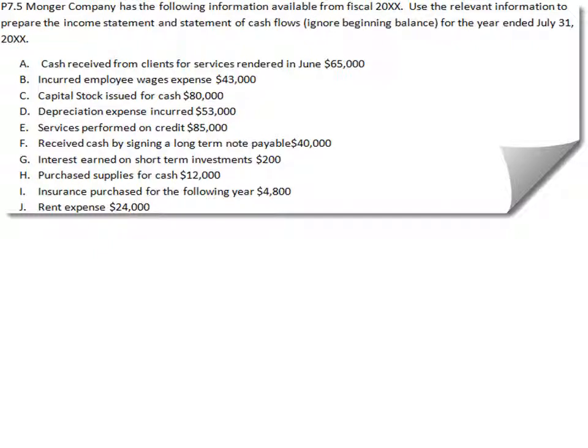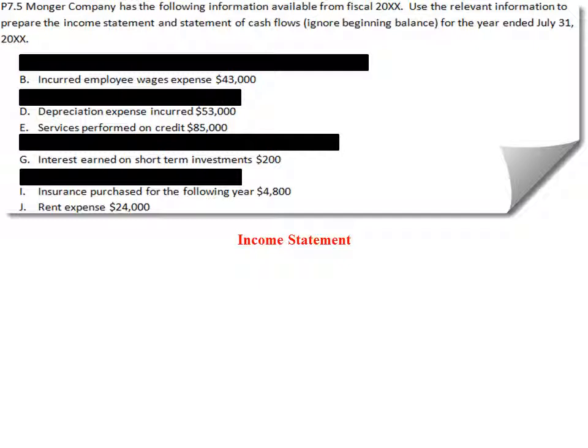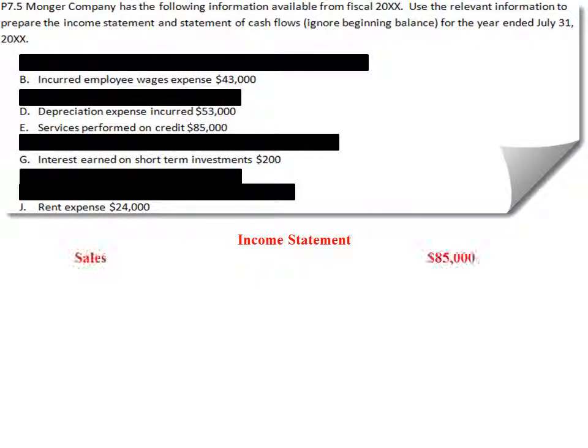Monger Corporate Company has the following information available for its most recent fiscal year. Use the relevant information to prepare the income statement or statement of cash flows. Ignore the beginning balance for the year ended July 20XX. So the income statement, once again, is revenue less expenses. So let's find our revenue ones and our expense ones. These are the revenue and expense ones we're going to use.